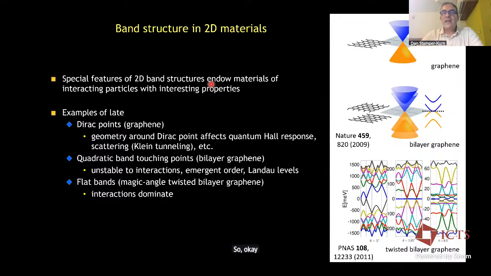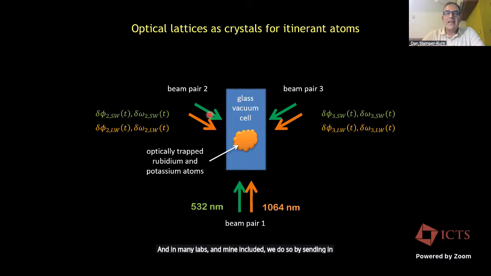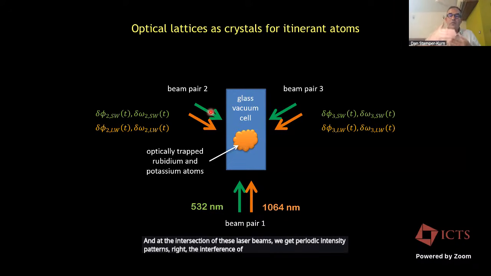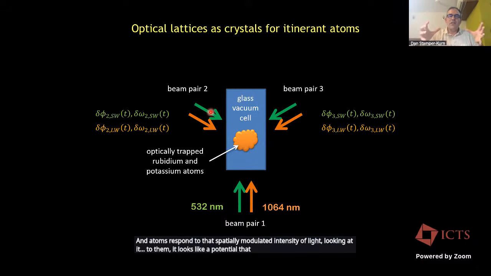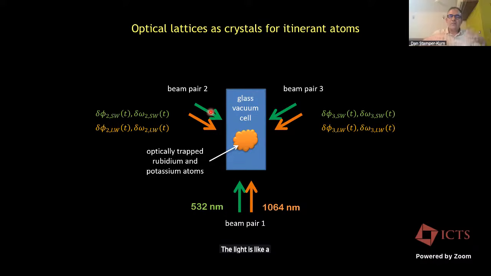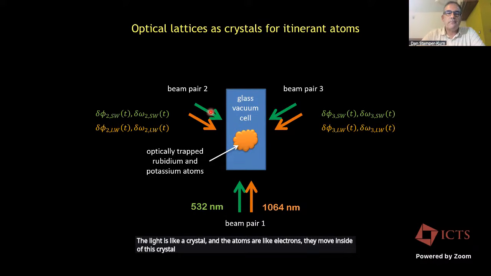So we have to make periodic structures that look like the periodic structures of ions inside of crystals. And in many labs, and mine included, we do so by sending in coherent laser beams. And at the intersection of these laser beams, we get periodic intensity patterns, right? The interference of a bunch of plane waves is a spatially modulated intensity of light. And atoms respond to that spatially modulated intensity of light; to them, it looks like a potential that they're moving in. So the light is like a crystal and the atoms are like electrons. They move inside of this crystal.